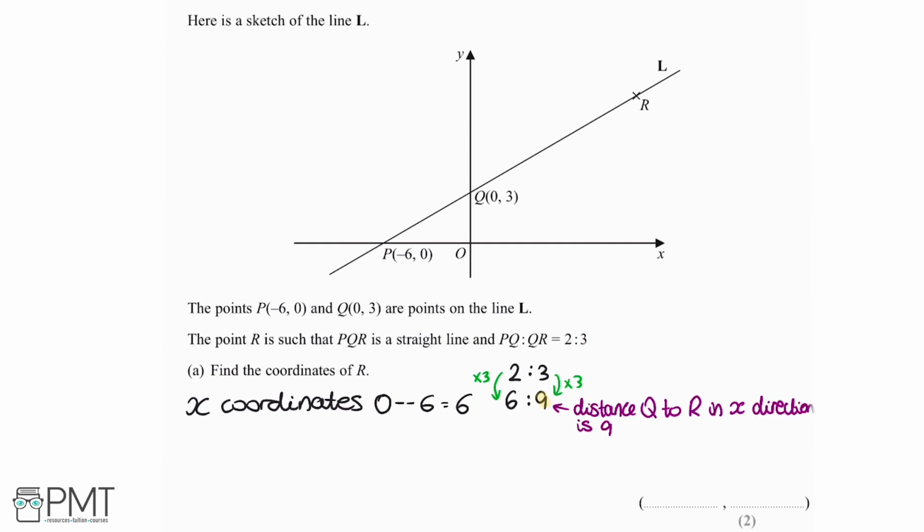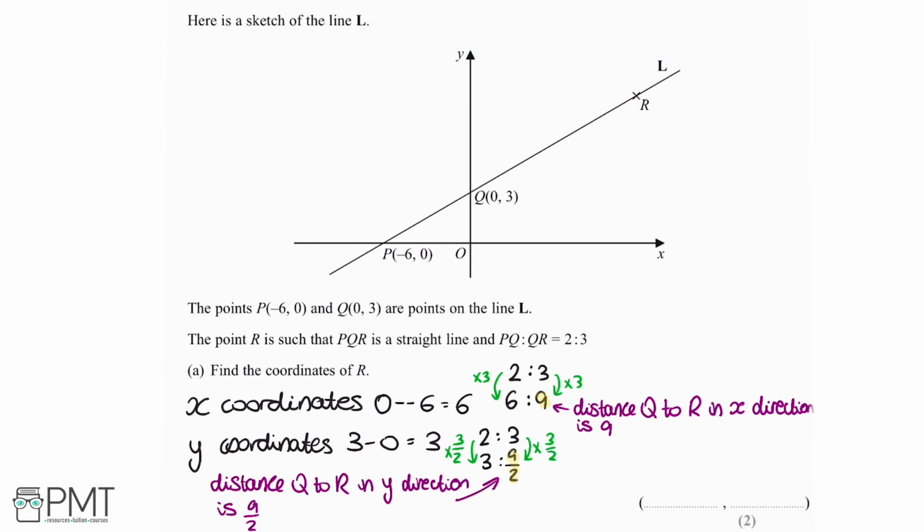Now let's do the exact same for the y coordinates. For P, it's on the x-axis, so the y value is 0. At Q, it has a y value of 3. So we have 3 minus 0, which equals 3. Again, we've got our ratio of 2 to 3. For P to Q, it's 3, so how do we get from 2 to 3? We multiply by 3 over 2. If we do the same to the other side, 3 over 2 times 3 gives 9 over 2. We're almost there.